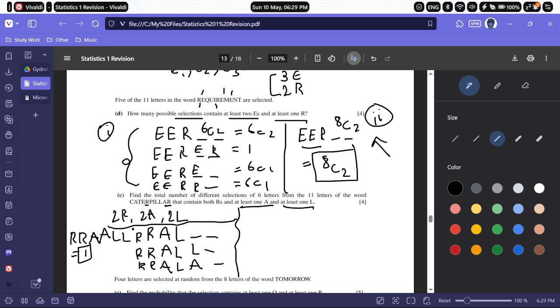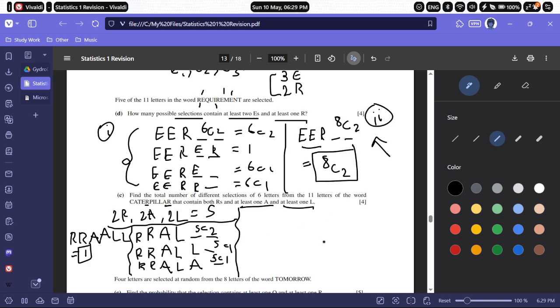Too messy. Okay, now for RRAL, you have all these letters that you're avoiding, so six in total, right? So you're left with five, from which you will choose the remaining letters. That would be just 5C2. Then the same concept applies in the other cases as well. So here it would be 5C1, and this would be 5C1 as well. So this is your messy way of listing all the cases.